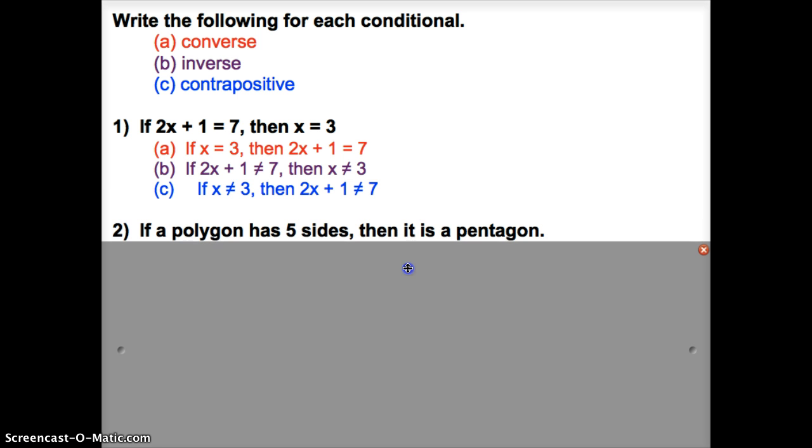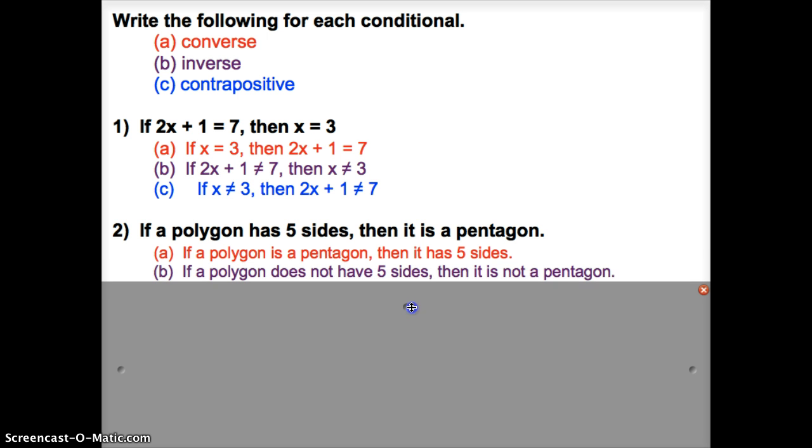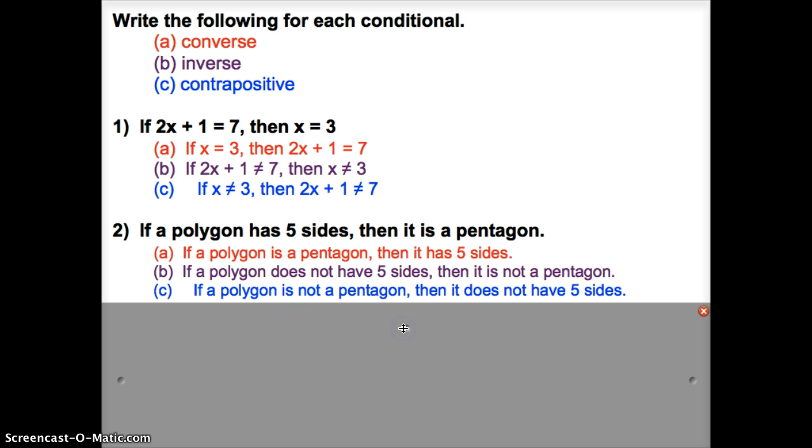Question number 2 is listed next. If a polygon has 5 sides, then it is a pentagon. Take a second, hit pause, and answer for the converse, inverse, and contrapositive. Converse was if a polygon is a pentagon, then it has 5 sides. The inverse, if a polygon does not have 5 sides, then it's not a pentagon. And if a polygon is not a pentagon, then it does not have 5 sides.